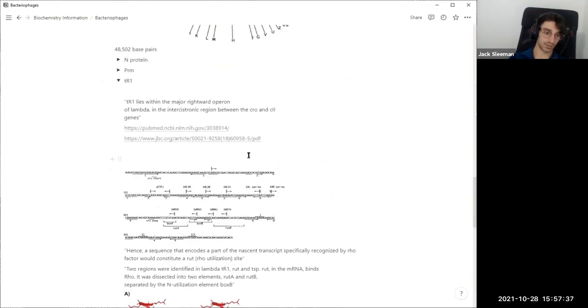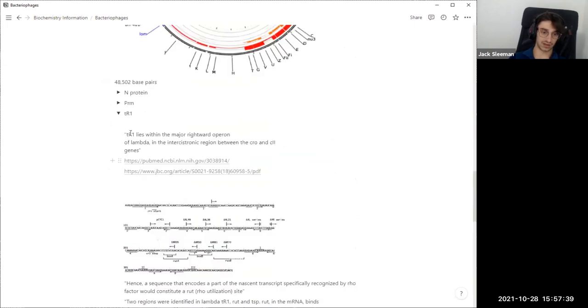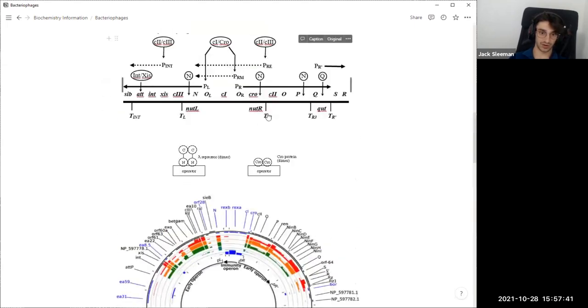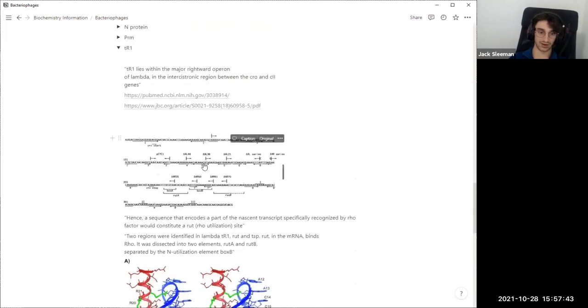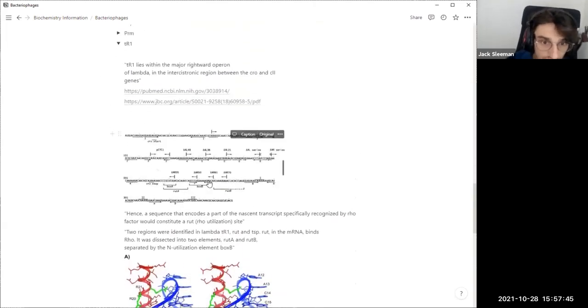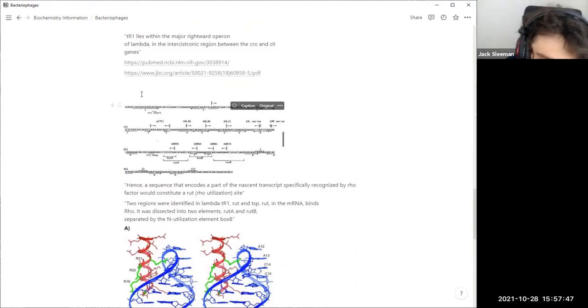Let's see, TR1. So yeah, this TR1 is what I was talking about earlier right here. This is the area. If we look in, it's kind of hard to see, but this is Cro. All right. And then this is, wait, no, that's Cro. Oh no, this is the end of Cro. So Cro is the end here. And then this is C2 right here.